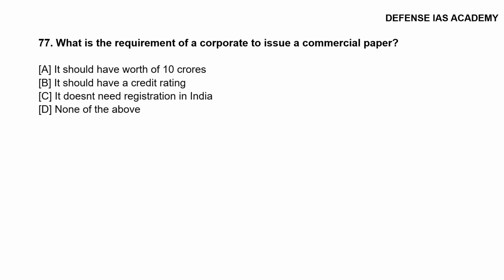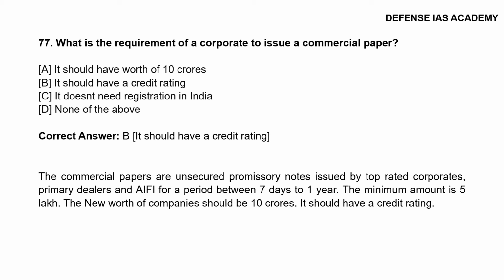Question 77. What is the requirement of a corporate to issue a commercial paper? The correct answer is option B. It should have a credit rating. Commercial papers are unsecured promissory notes issued by top rated corporates, primary dealers and AIFI for a period between 7 days to 1 year. The minimum amount is 5 lakh. The net worth of companies should be 10 crores. It should have a credit rating.